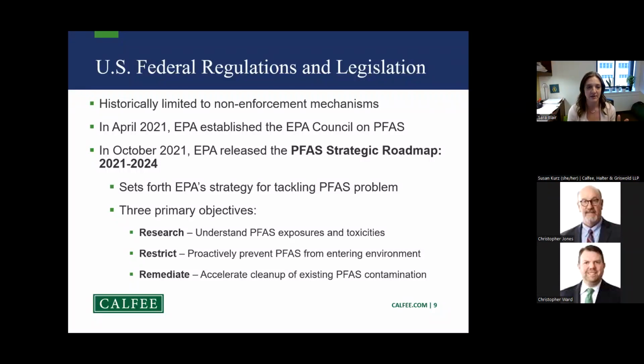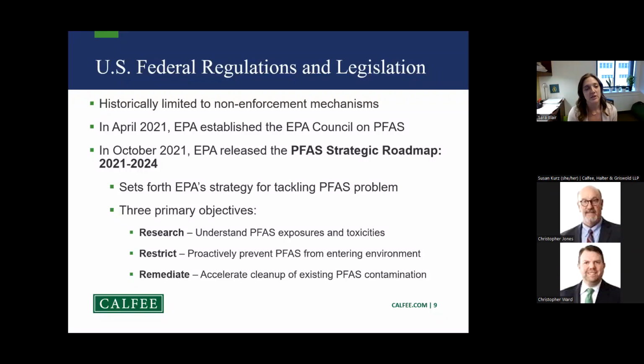Historically, in air quotes, the US government's response to PFAS has been primarily limited to non-enforcement mechanisms, such as health advisories promulgated in 2019 and 2020, which recommended certain concentration levels of PFAS in drinking water, or requirements that manufacturers notify the EPA of the manufacture of PFAS chemicals or products containing PFAS chemicals. These types of federal health advisories are not legally binding, although states could use them to set their own PFAS drinking water standards, as Chris will talk about later in the program.